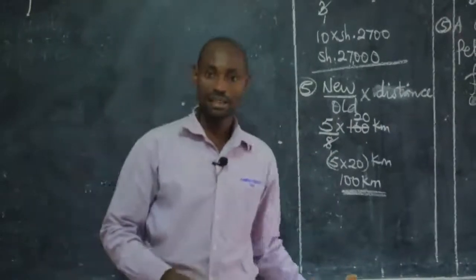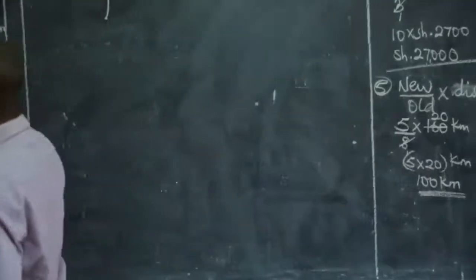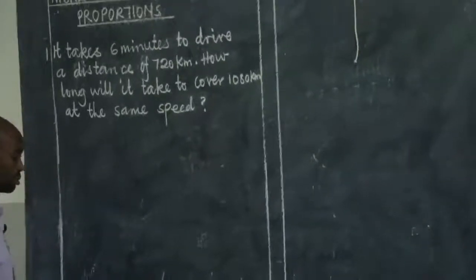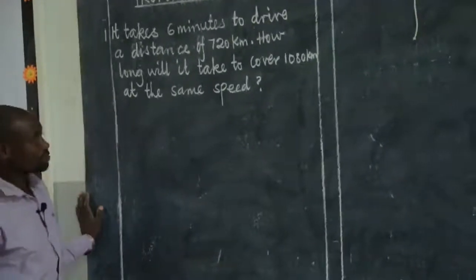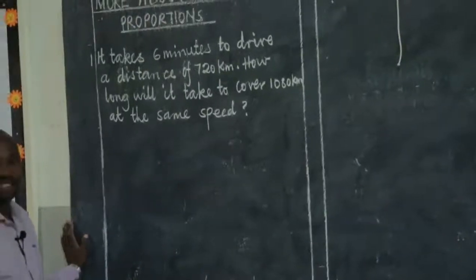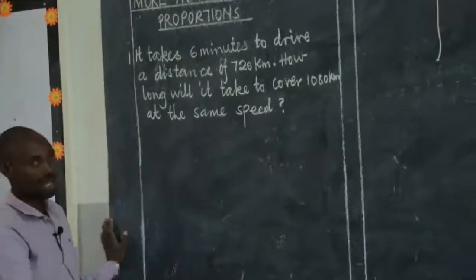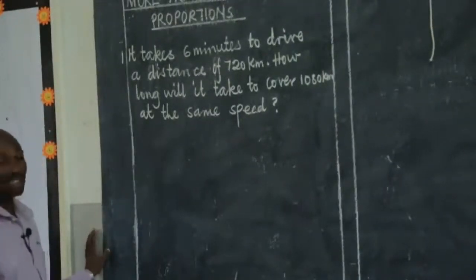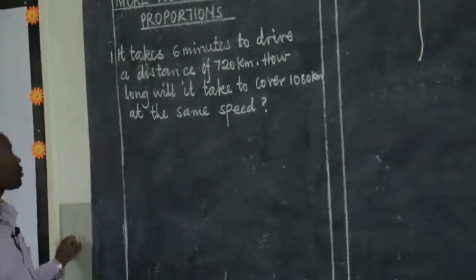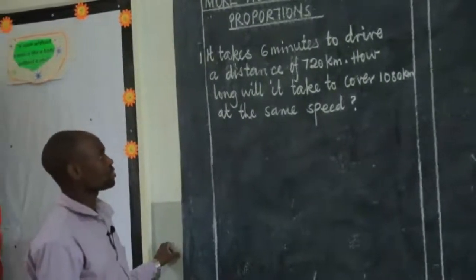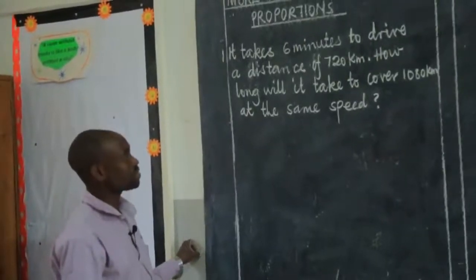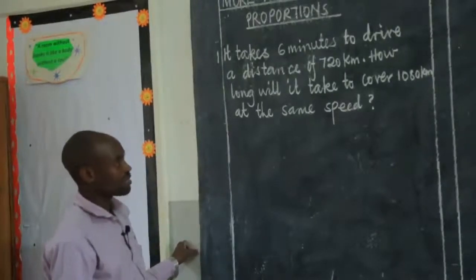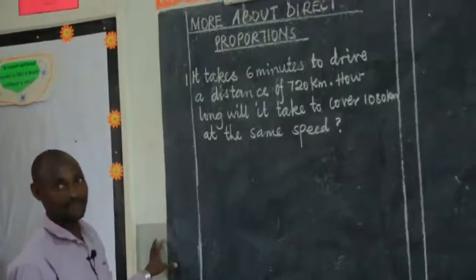I expect you to have maybe found difficulties. So in our lesson today, we are going to continue looking at direct proportions, but maybe I'm just going to put more tricks in my questions to see whether you understood that work which I taught you. So we are looking at more about proportions, and in our example number 1, we have this question. It takes 6 minutes to drive a distance of 720 kilometers. How long will it take to cover 1,080 kilometers at the same speed?